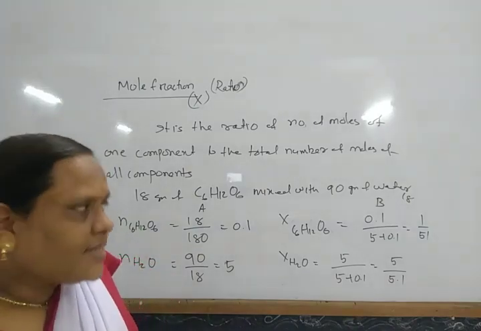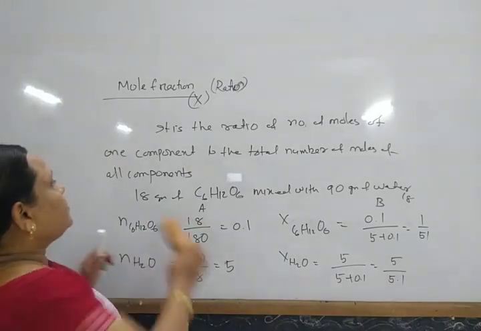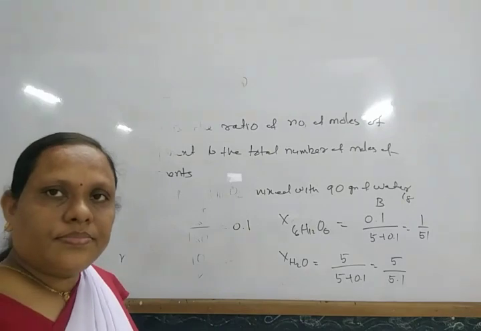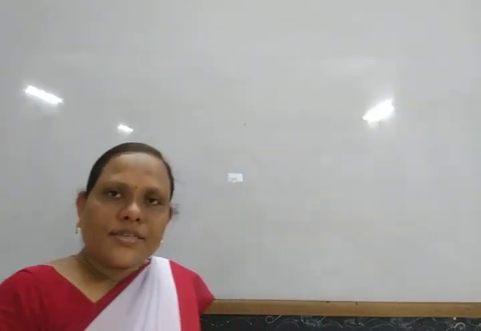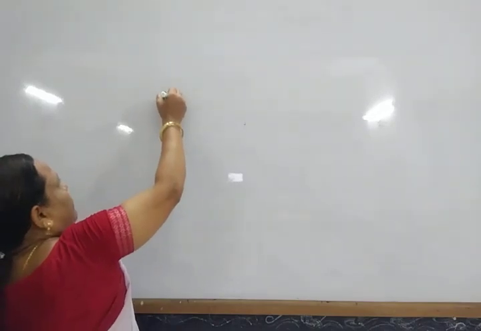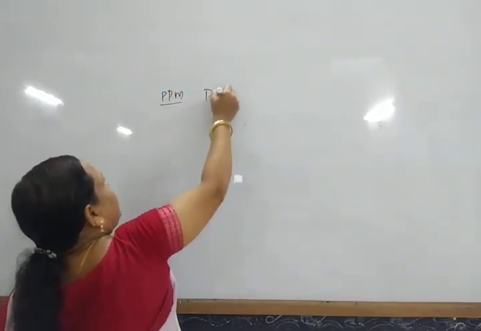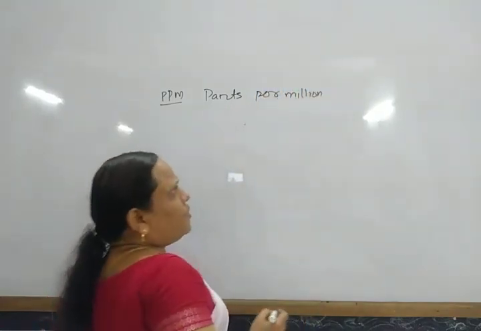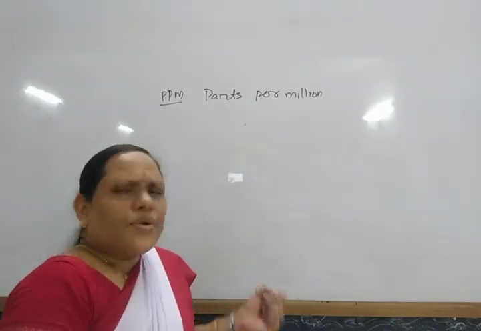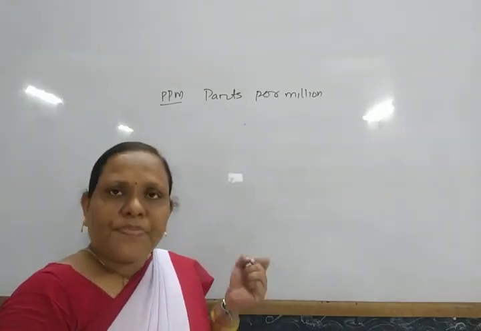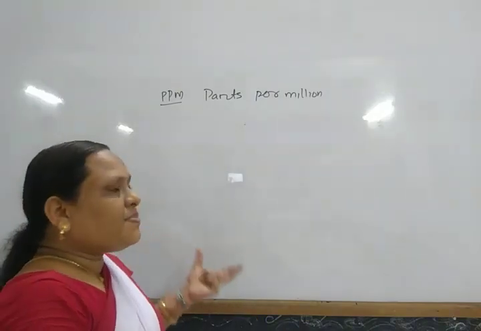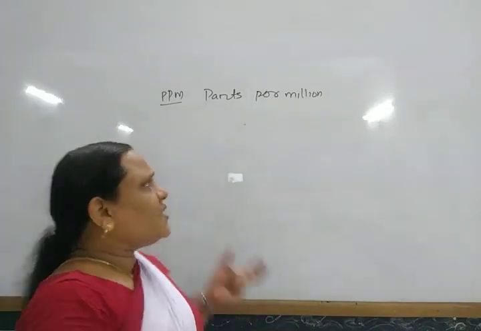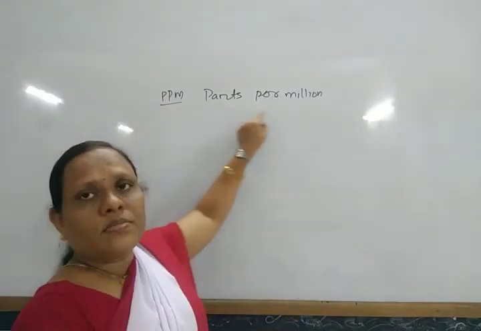Next, another factor, that is ppm, parts per million. If in a solution very minute quantities of solutes are present, such as impurities or toxicity present in water, or impurities present in air, generally they are represented in terms of ppm.